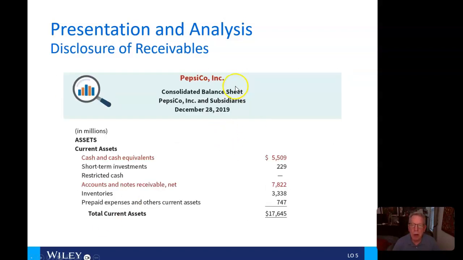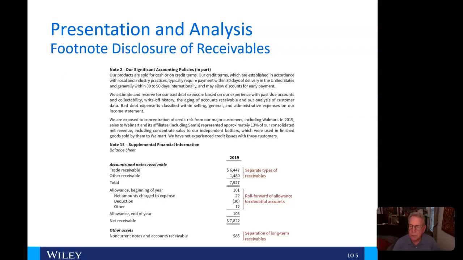So here's PepsiCo, and you can see what they've done here. They've got cash and cash equivalents and accounts and notes receivable, net, and pretty much disclosed receivables that way. Okay, footnote disclosures here. They have a couple of notes on significant accounting policies. You can read those on your own. You don't need me for that.